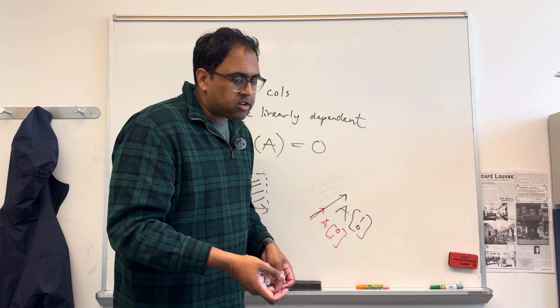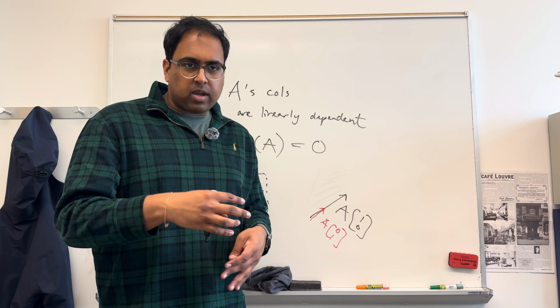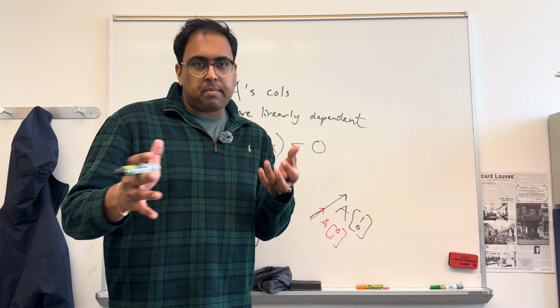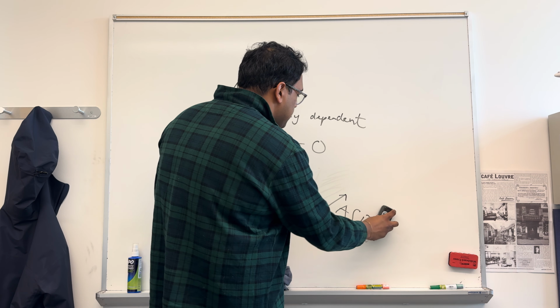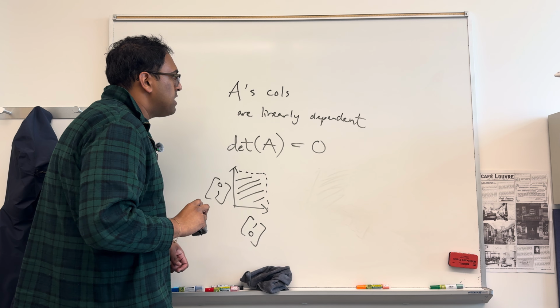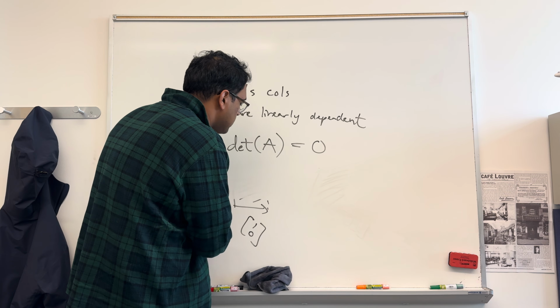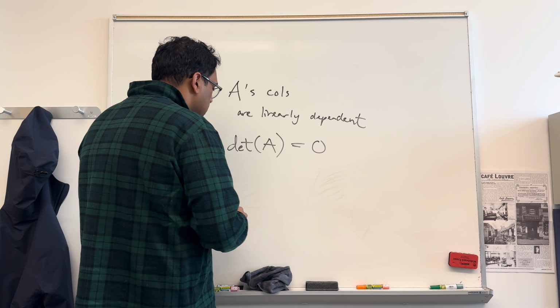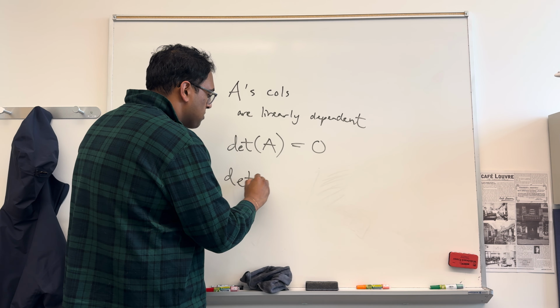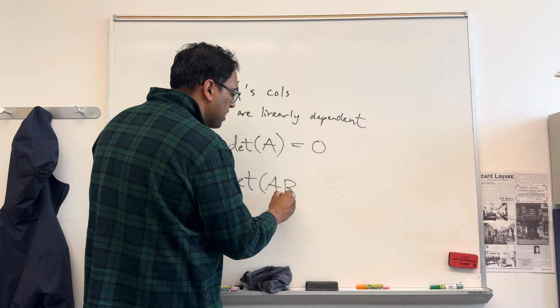If we were looking at a matrix that is 3 by 3, we would be looking at the volume of the parallelepiped in R3 and so on. So anyways, the main idea is that if a matrix's columns are linearly dependent, and of course we're talking about a square matrix here, well then its determinant is 0. Then the question is, well, what is the determinant of AB?